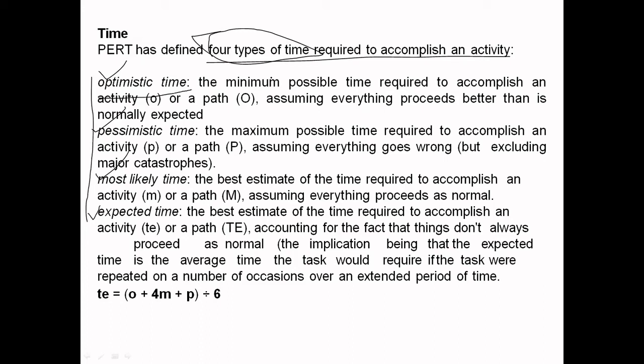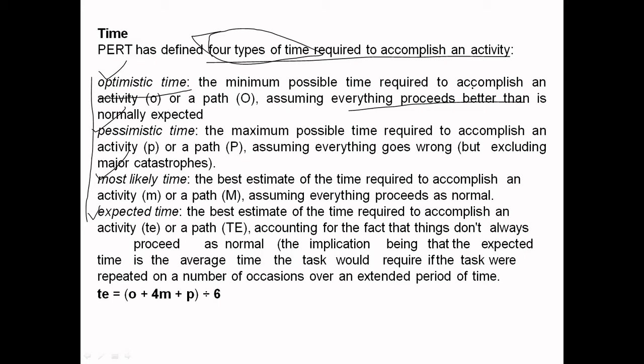One is called optimistic time: the minimum possible time required to accomplish an activity or a path, assuming everything proceeds better than is normally expected. When you look at results, be optimistic; don't be pessimistic. Optimistic means thinking in a positive manner; the opposite is pessimistic, thinking negatively. Here, how much time is required to complete the task? Say two days; that is the optimistic way. You are confident, so it is the minimum possible time required to accomplish an activity or a path, denoted capital O, assuming everything proceeds better than normally expected.